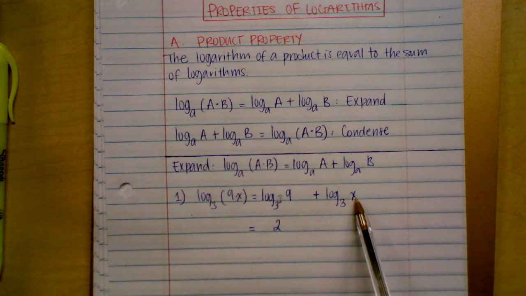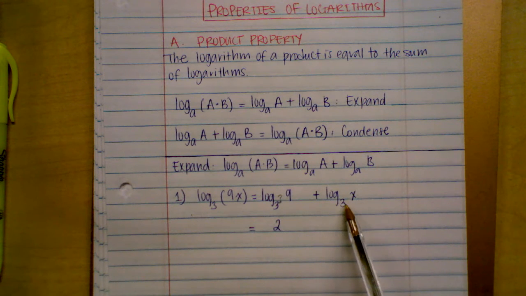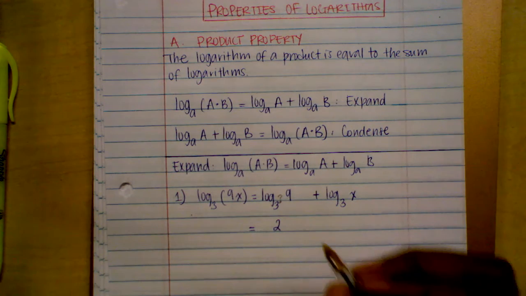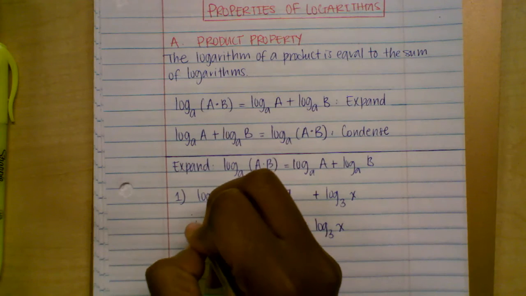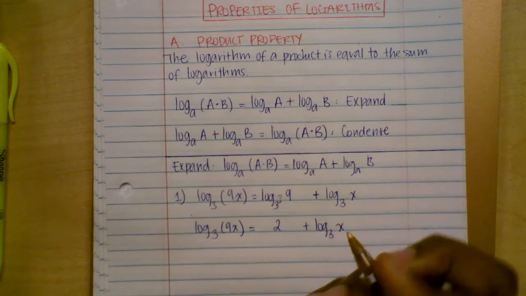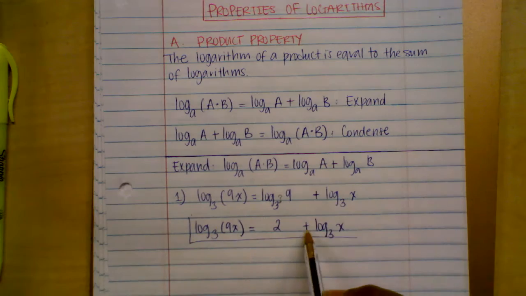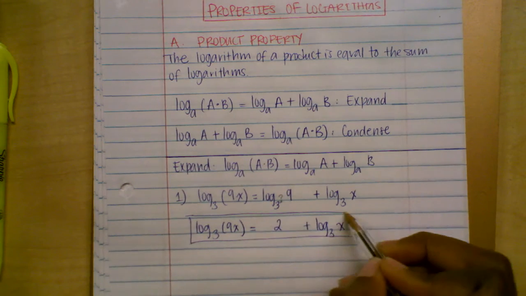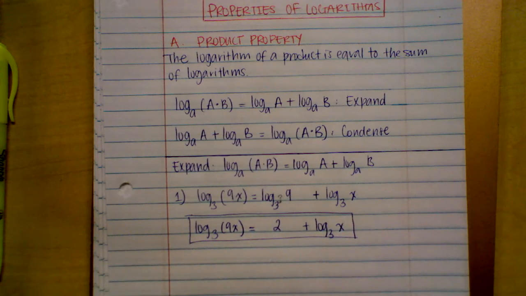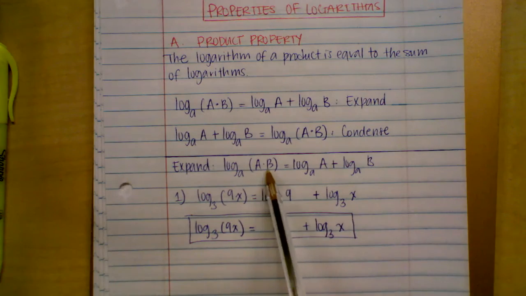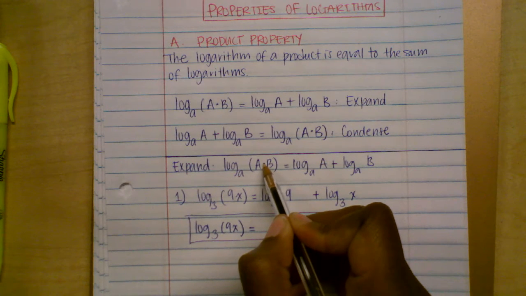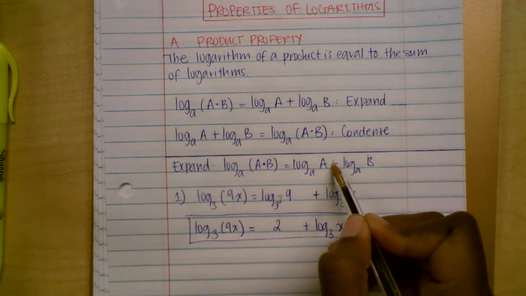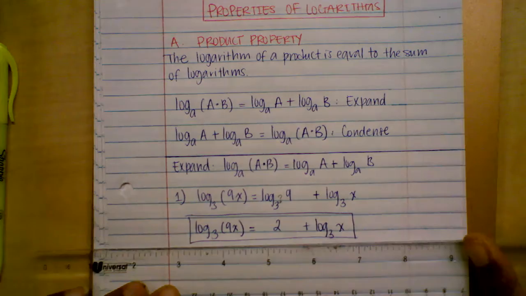Now here, since the x is an unknown number, there's no way to find out the exponent. So you just rewrite it, and this is your final answer. So log base 3 of 9x can be written as 2 plus log base 3 of x. Okay, so let's do another example. When you see the expansion, all you want to do is expand the log. If you have a multiplication within the log, you're going to write it as a sum. That's what I would like you to practice.